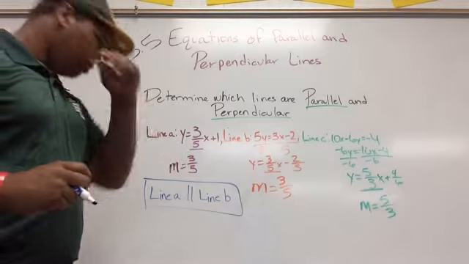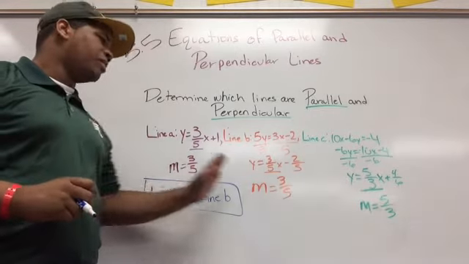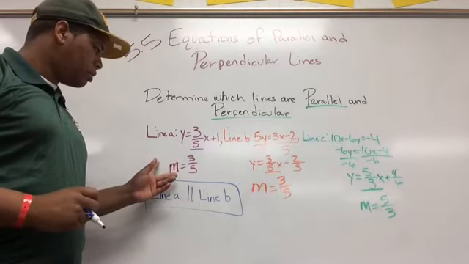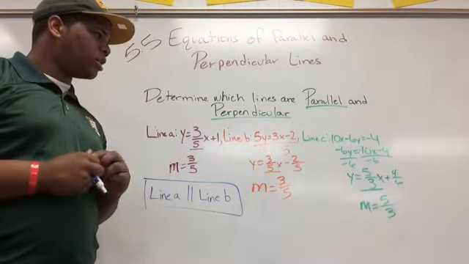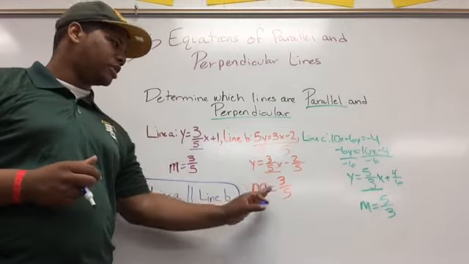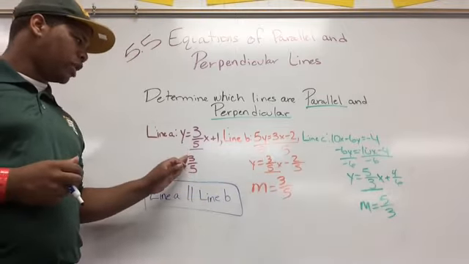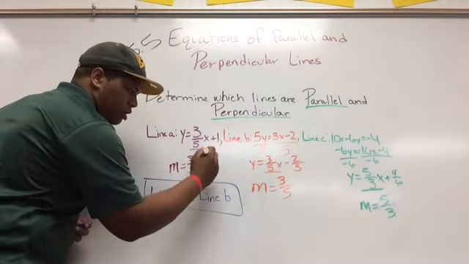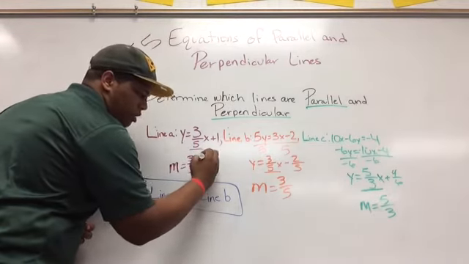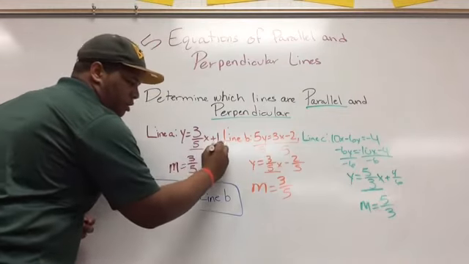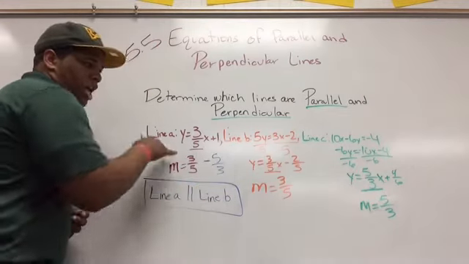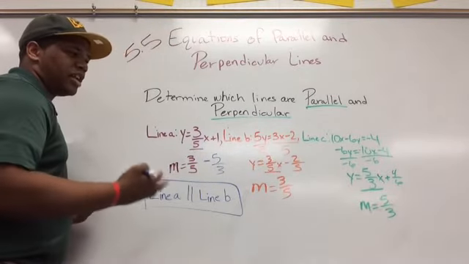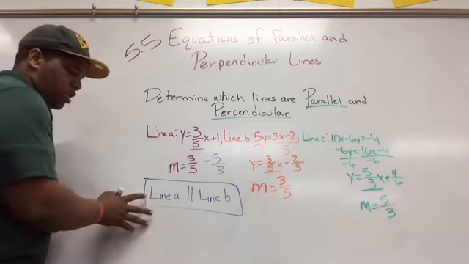Now I'm going to look again. Are any of my slopes the opposite reciprocal? And I can tell from all of these that none of my slopes are the opposite reciprocal. So here I have 3/5. The opposite reciprocal of 3/5 would be the opposite, which would be negative, and then the reciprocal, which means I flip it, 5/3. And if I look at all of these, I don't have a -5/3. So I don't have a line that is perpendicular. I only have one that is parallel.